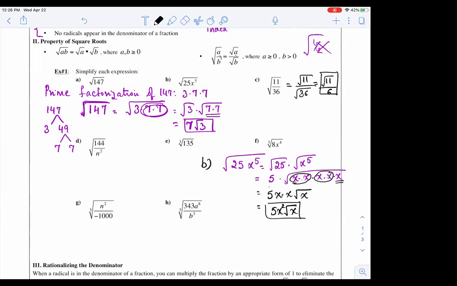Okay, let's do question D. That is also a fraction. So we are going to split the fraction. What is the square root of 144? 12. What is the square root of n squared? N. So that's the answer.